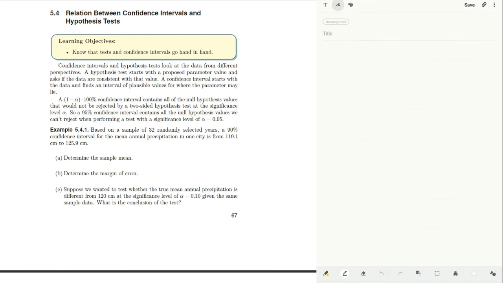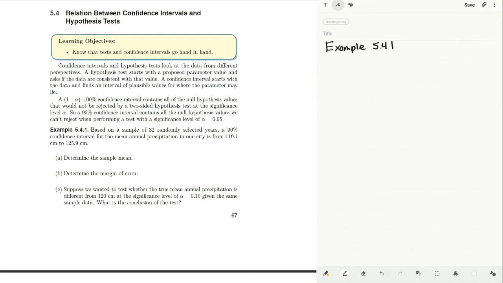A 1 minus alpha confidence interval will contain all of the null hypothesis values that we would not reject using a two-sided hypothesis test at the alpha significance level. So for example, a 95% confidence interval will contain all of the null hypothesis values that we cannot reject when we perform a two-sided test at the 5% significance level.